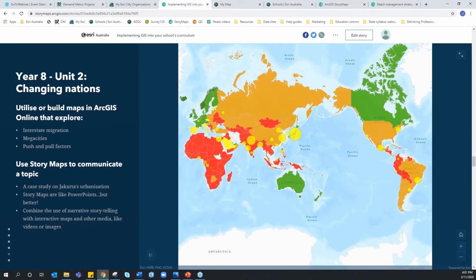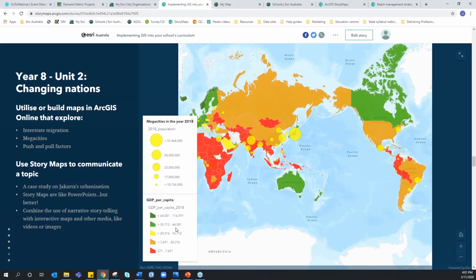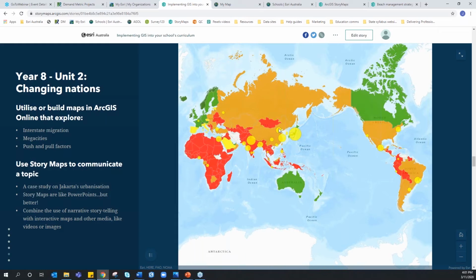Moving on to Unit 2, Changing Nations. You can utilize, again, the learning materials that we have to explore things like interstate migration lessons, megacities, push and pull factors. And if we look at this one, we've got the yellow circles represent megacities and the sizes, and the colors on the countries themselves represent GDP. And hopefully we get students going, well, hey, hang on a second.